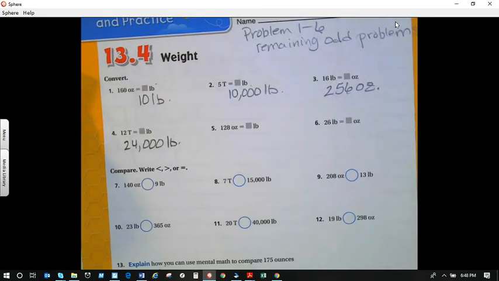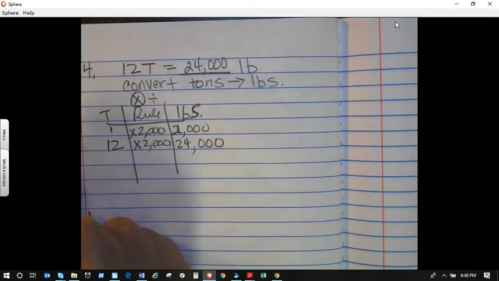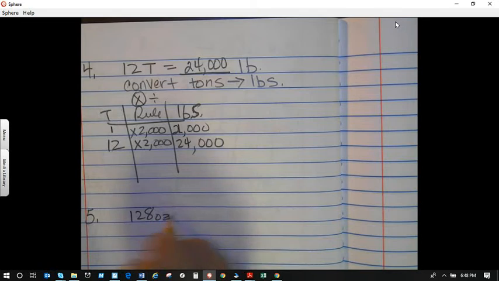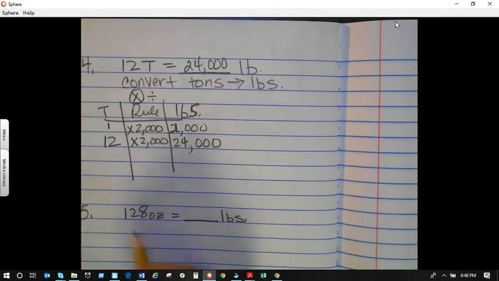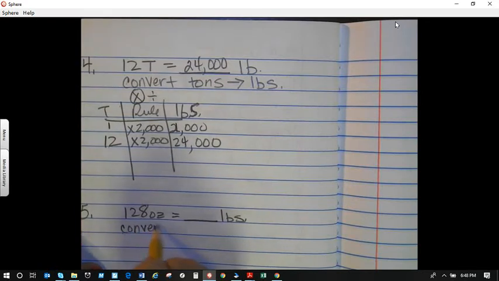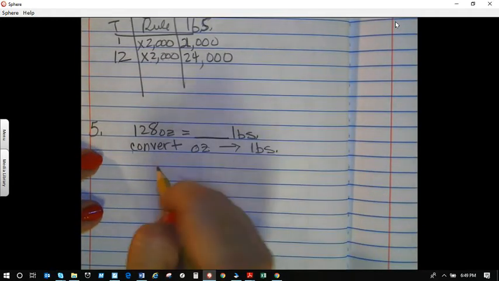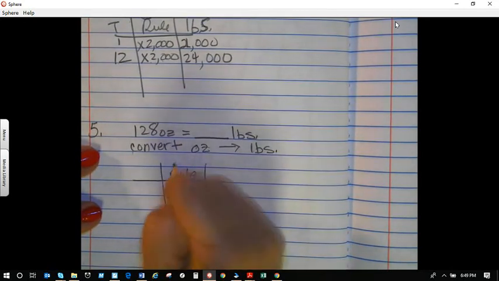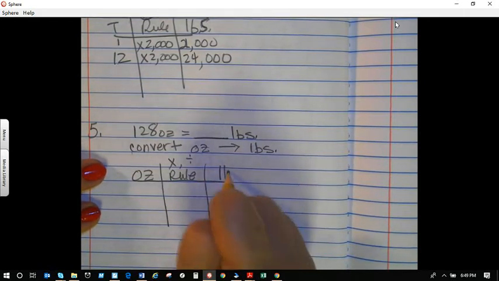Okay, the next one, I'm going from ounces to pounds. So I'm going from a small unit to a large unit. So I have 128 ounces is equal to how many pounds? I'm going to convert ounces to pounds. Make my table. Here's my rule. Do I multiply or divide? I'm going from ounces to pounds.